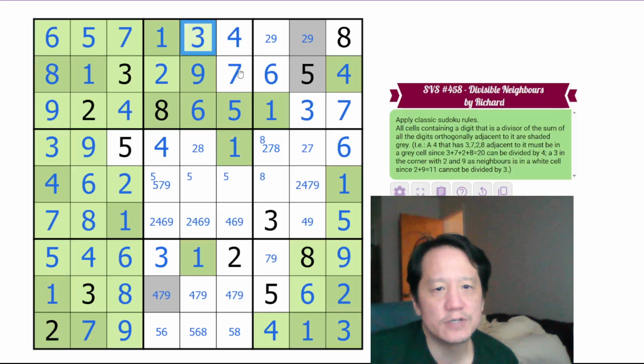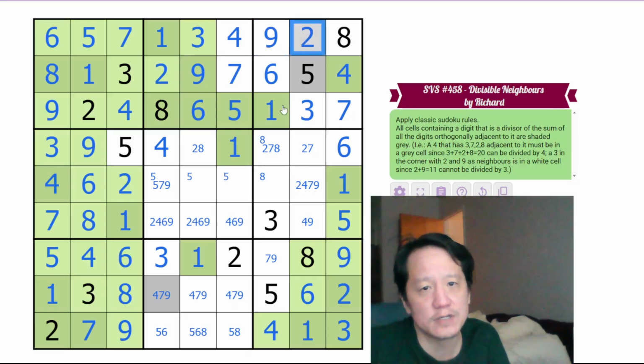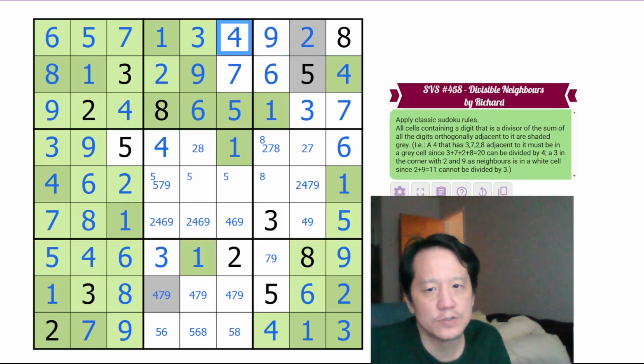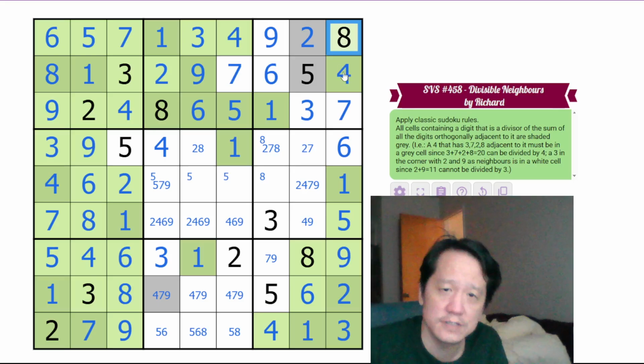4. If this is 3, 7, 2, that would be 12, which is divisible by 4. So this cannot be 2. This is 9, which makes that 2. So this is satisfied. 2 and 8, 4: 8 is not divisible by, does not divide into 6.